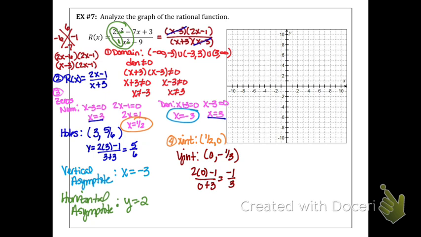So let's see, we know we have a hole at 3 and 5 over 6, which is almost at 1. So like right in there, just draw an open circle. We have a vertical asymptote at -3. Remember, we're going to draw them dashed. We have a horizontal asymptote at y equals 2, so draw that dashed. We have an x-intercept at 1/2. And we have a y-intercept at -1/3.